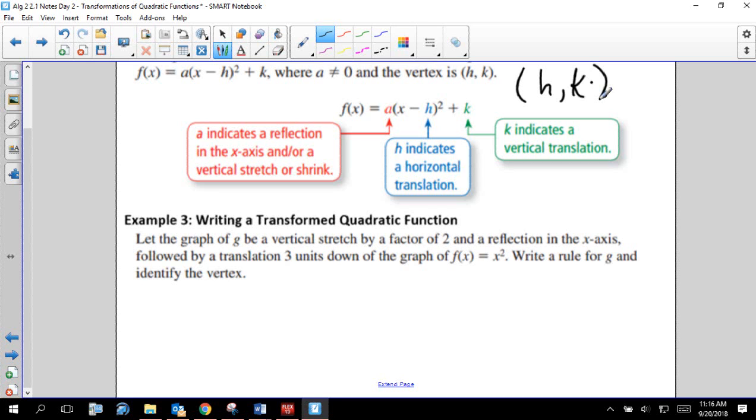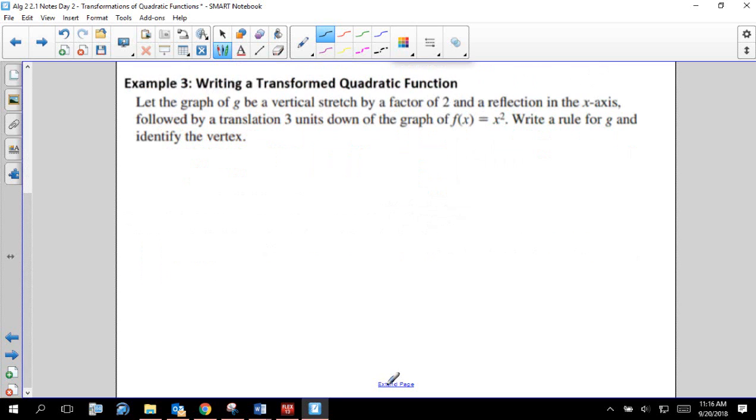Okay. Now we're going to be writing equations today. We're going to start out easy. We're going to do a challenge one, warning you ahead of time. Example 3. Writing a transformed quadratic function. Let the graph G be a vertical stretch by factor 2 and a reflection in the x-axis, followed by a translation 3 units down of the graph of f of x equals x squared. We're going to write a rule and identify the vertex.